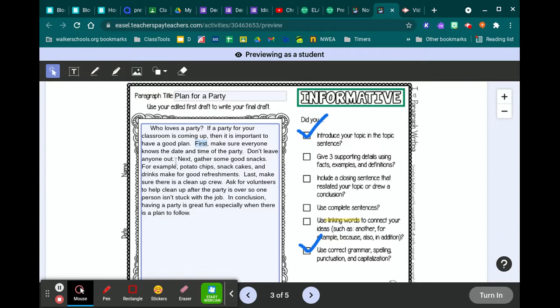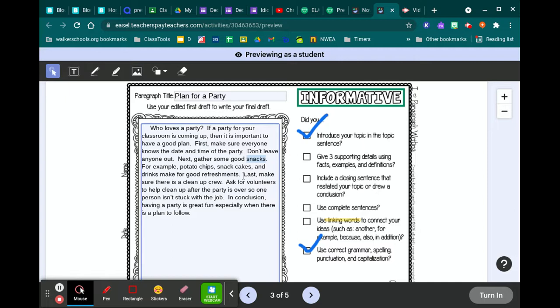My next supporting detail actually starts with the word next, another of those linking words. Gather some good snacks. For example, potato chips, snack cakes, and drinks make for good refreshments. Excellent. Not only do I have a linking word for next, but I also have a linking word, for example, to give examples of what refreshments and snacks I might want to offer my guests.